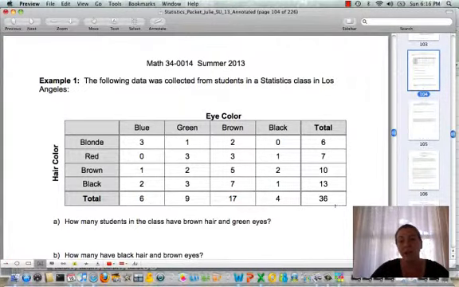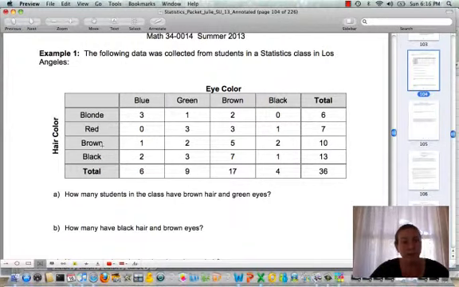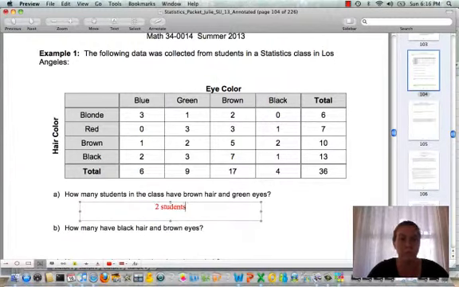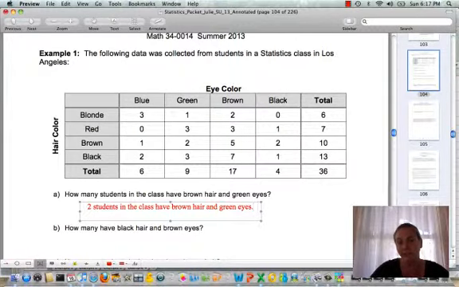In the far corner, we see the total 36, which comes from either adding up the column totals or adding up these row totals. Either way, we get 36. Our first question A asks, how many students in the class have brown hair and green eyes? So in our two-way table, we find brown hair, and we come over to find green eyes, and we see that is 2 students. So we can go ahead and make a note of that. So we can note that 2 students in the class have brown hair and green eyes.